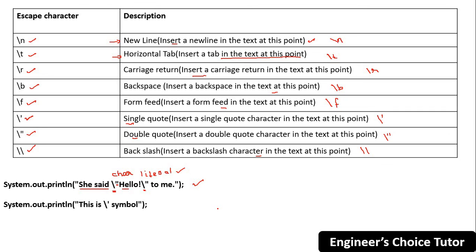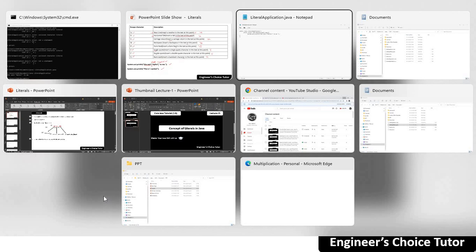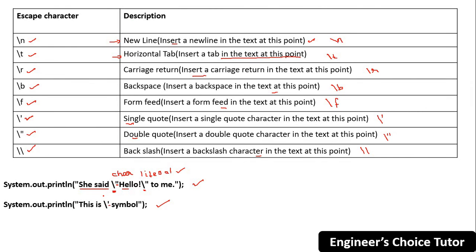And the same for this. If I want to insert a single quote here, it is backslash then the single quote symbol. Fine. This backslash will not come. You can see here, backslash gone. Only the double quote will come. So I think this much is pretty much clear to you. Fine. The next.